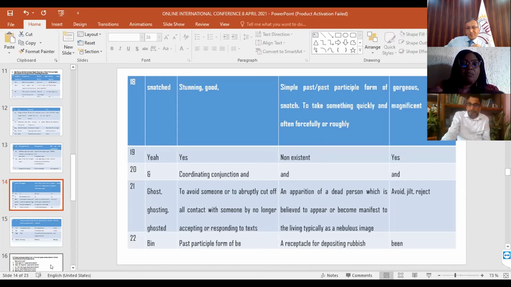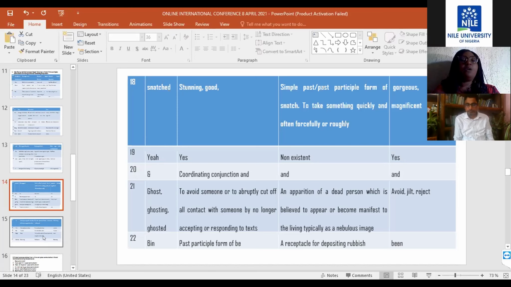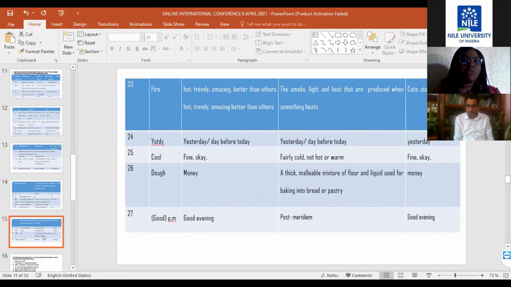Then we have bin. You know, this bin, as it is used in this context, is used to mean the past participle form of be. Of course, if we look at this in the standard English variety, it is the receptacle for disposing rubbish. And the standard English equivalent is been, as indicated there. Of course, there are so many of them. I wouldn't want to dwell too much on this because I have already almost exhausted my time.